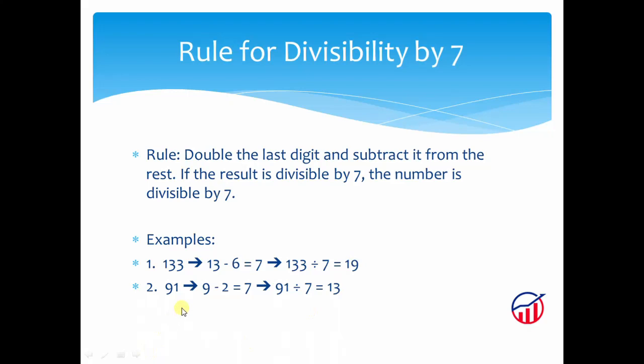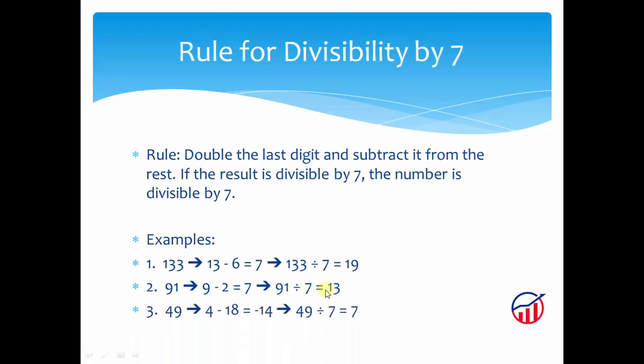Let's check out another example over here. 91. So what you need to do is double the last digit. So 1 multiplied by 2 is 2, and the preceding digit over here is 9. 9 minus 2 is 7, which is divisible by 7. Hence the entire number is divisible by 7, the answer of which is 13.